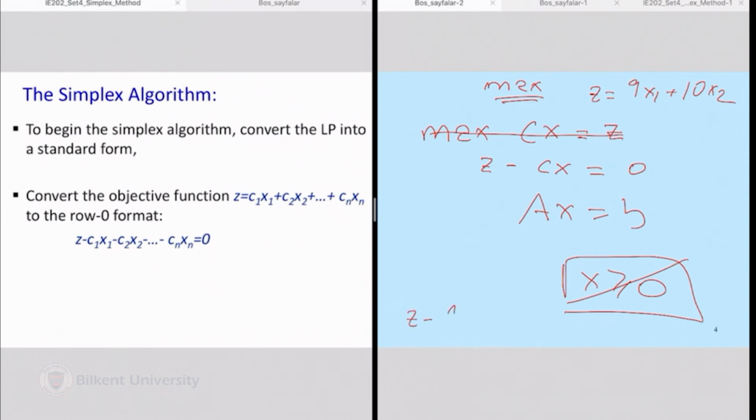Now, in my row 0 representation, I will have negative coefficients here, but I will remember that they're coming from the right-hand side, so negative still means good for a maximization. Always keep this in mind. This is typically forgotten in the steps of the simplex method.